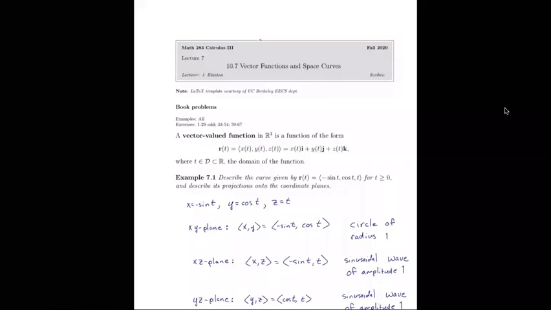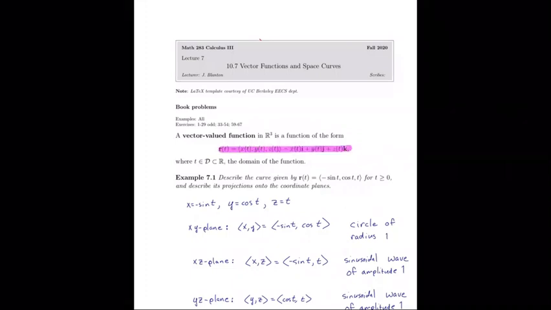So section 10.7 is vector functions and space curves. So we'll start to talk about how general curves might be defined in three-dimensional space and a little bit of two-dimensional space, just to review some of that. So a vector valued function in R3 has the given form below.